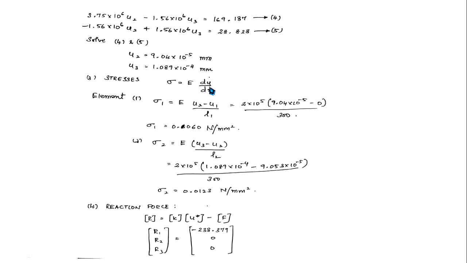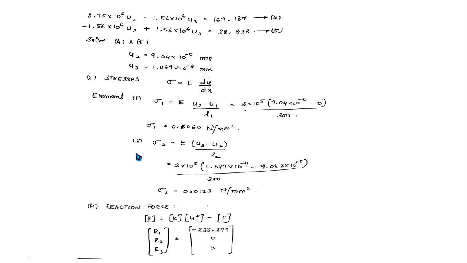So E you know. For the first element, u2 minus u1 will give you the change in displacement. What is the original length? Original length is L1. You know the definition of strain, right? Strain is the ratio of change in length to the original length. So your change in length will be u2 minus u1. Everything is known. u2 you know, u1 you know, L1 is also given, E is also constant. If you simplify, you will get the value. It is 0.060 Newton per mm square.